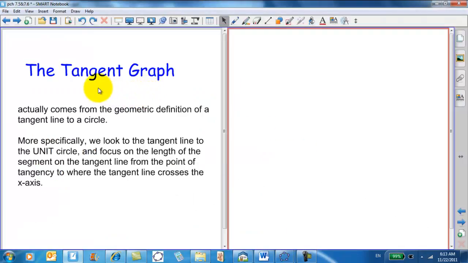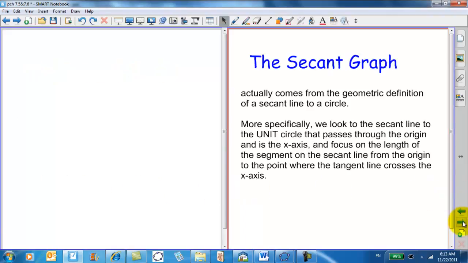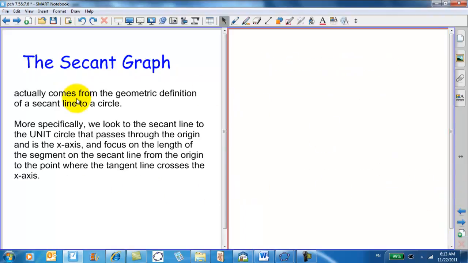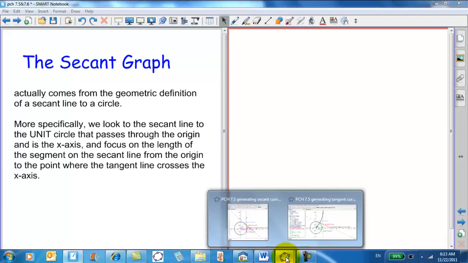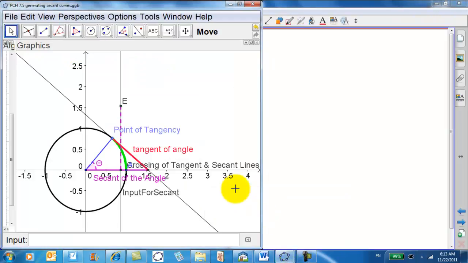Now, whereas in the tangent graph, we looked at this distance from the point of tangent to where the tangent line crosses the x-axis, we're going to see on the secant graph, we do something else. We look at the distance from the origin to the point where the tangent line crosses the x-axis. And that actually creates a secant line because we're crossing the circle twice. So let's take a look at that now, generating secants.